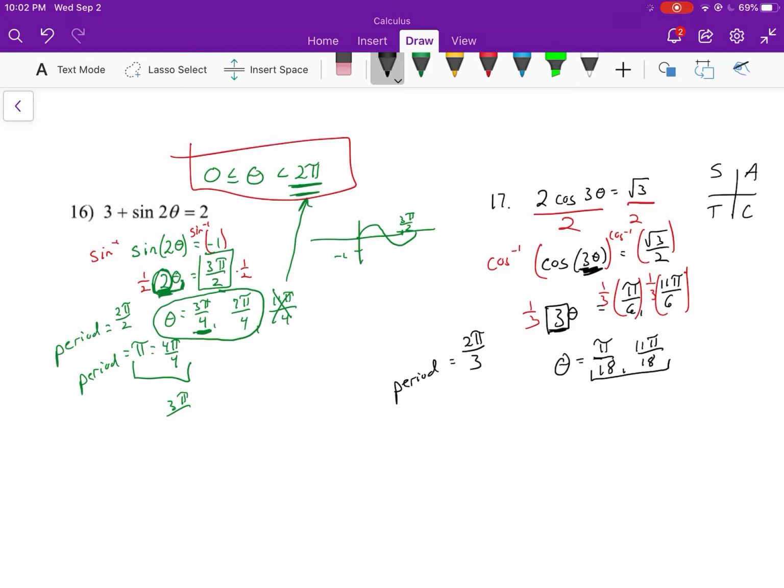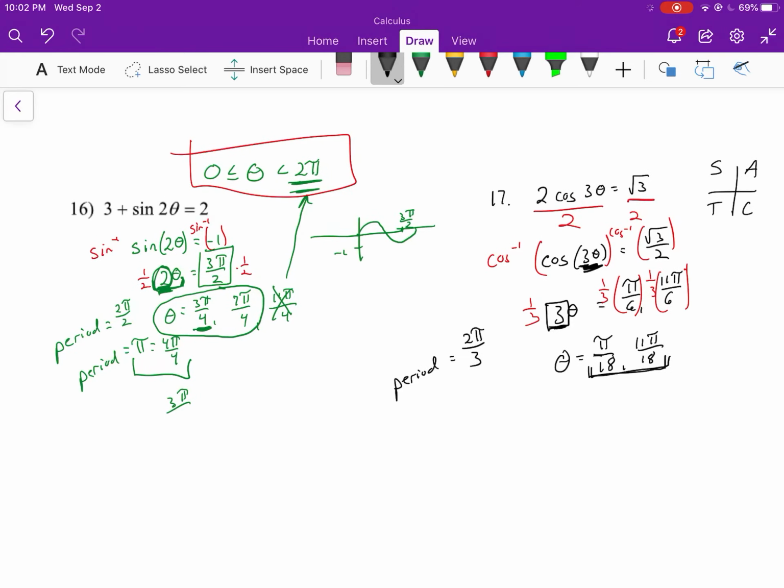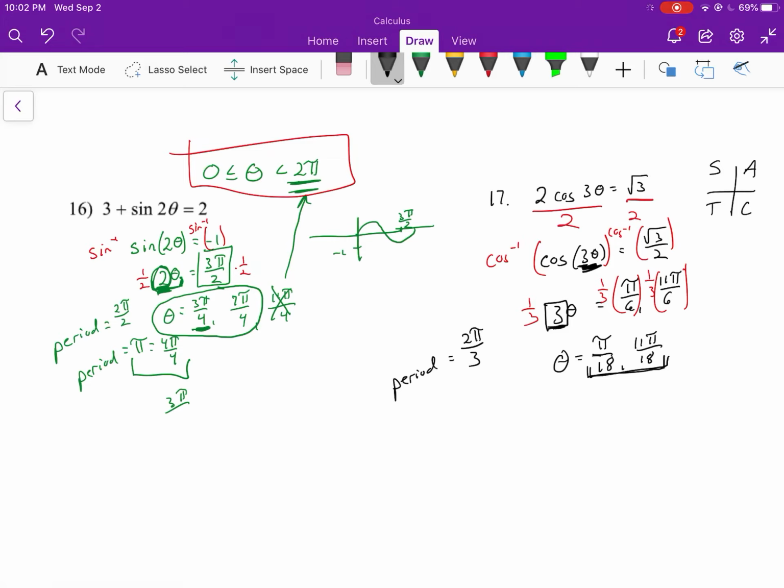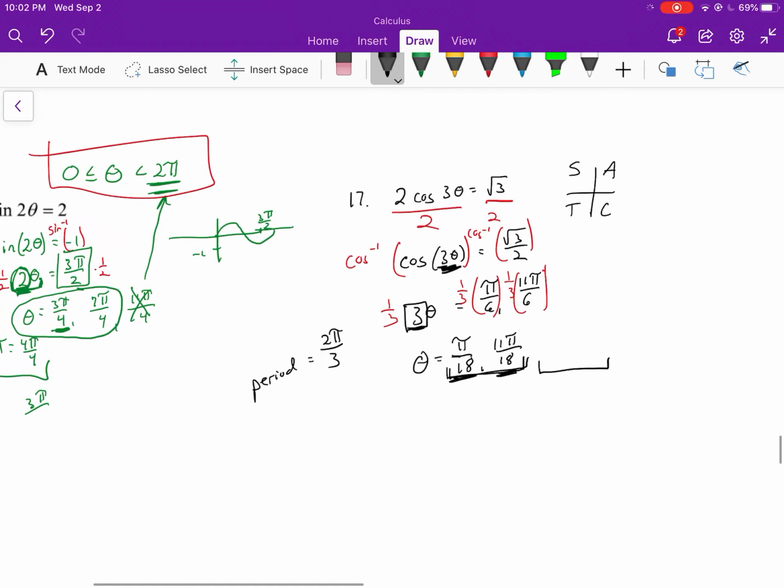So we have our 2 answers, but those are our 2 answers within 2 pi over 3. We can get even more answers. So what we do, we take this 2 pi over 3 and add it to each one of our answers until we get our 2 sets of other answers. We could keep adding, but we would see we would get over 2 pi if we kept adding.